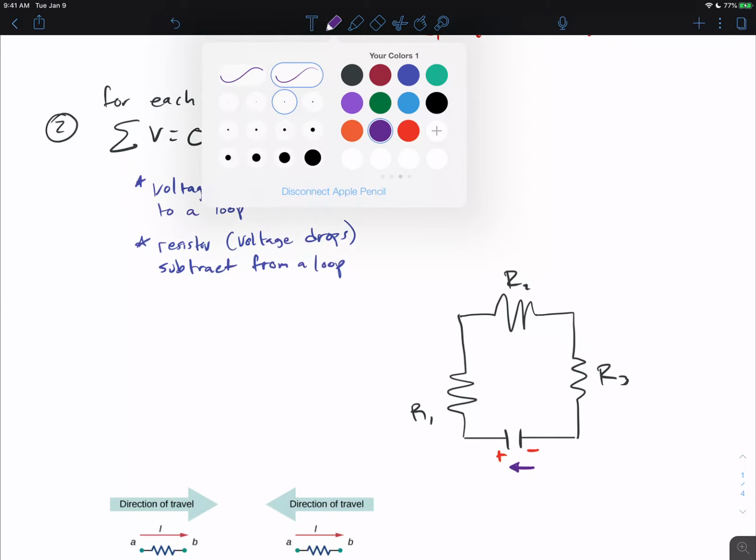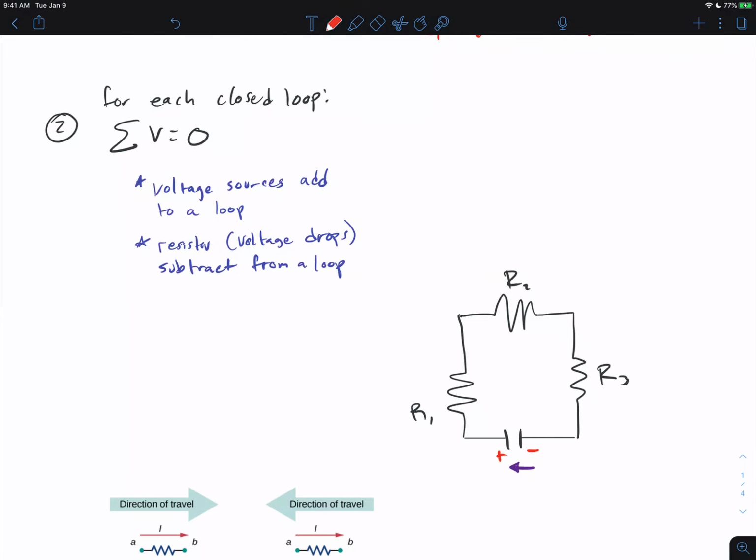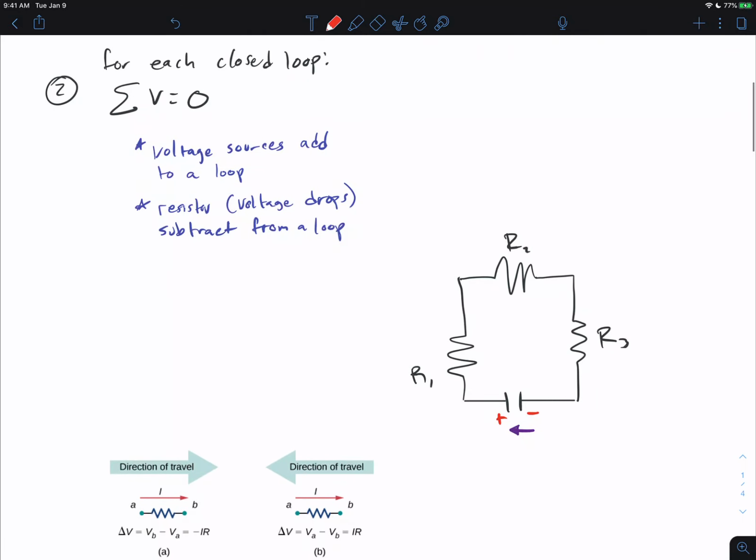But the way that people usually define this is not by starting and ending at the battery, because that can get a little bit confusing, but starting and ending at each corner, okay? Starting and ending at each one of these corners.